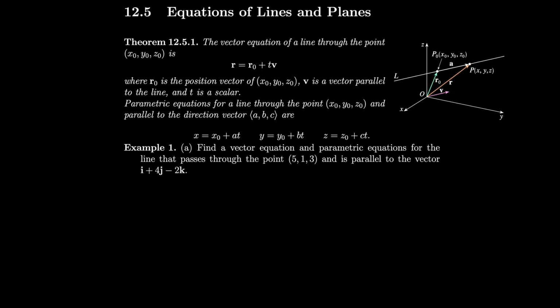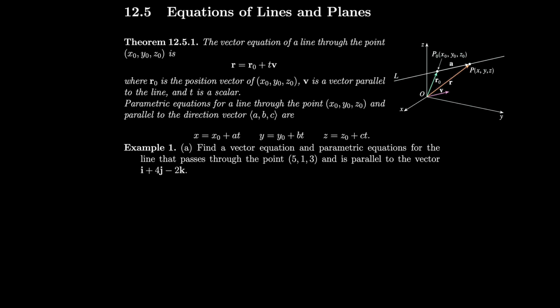Section 12.5, Equations of Lines and Planes. The vector equation of a line through the point x0, y0, z0 is r equals r0 plus tv, where r0 is the position vector of x0, y0, z0, v is a vector parallel to the line, and t is a scalar. Parametric equations for a line through the point and parallel to the direction vector are then x equals x0 plus at, y equals y0 plus bt, and z equals z0 plus ct.